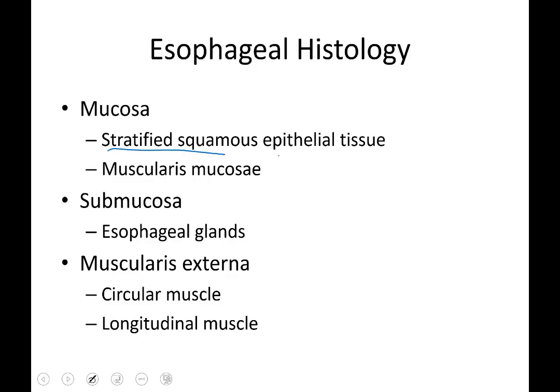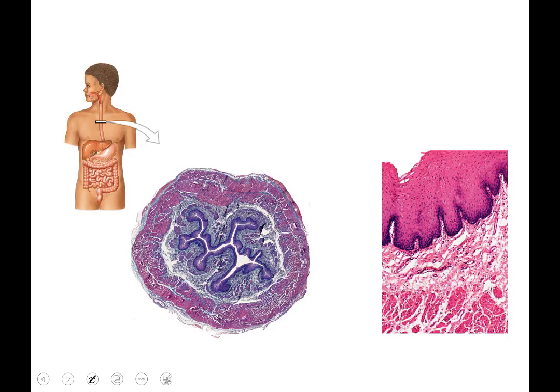In the mucosa, it's going to be stratified squamous epithelial tissue. It's just meant to be stacked up cells to resist abrasion. We have various glands throughout it, and obviously we're sticking with the same two muscularis externa layers for peristalsis.